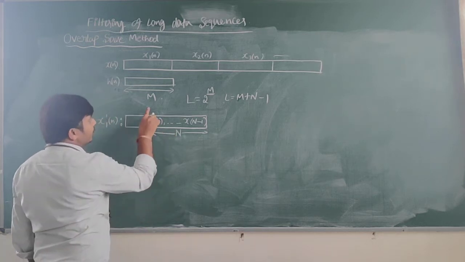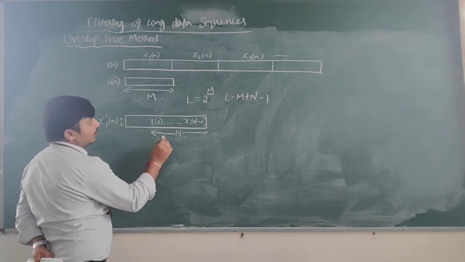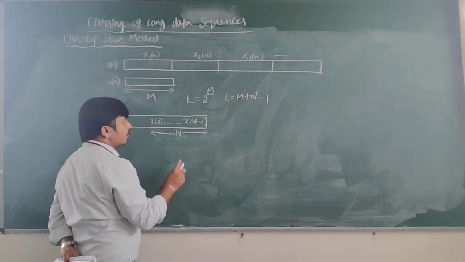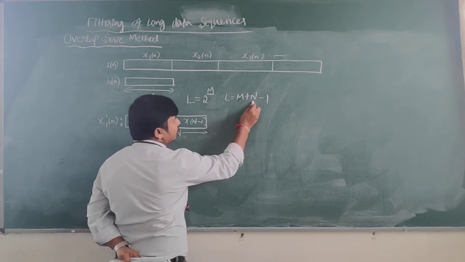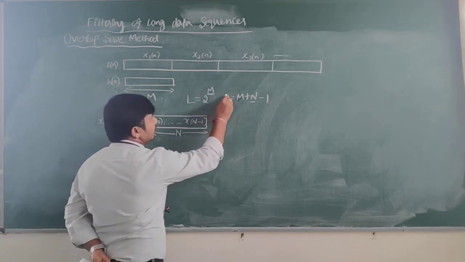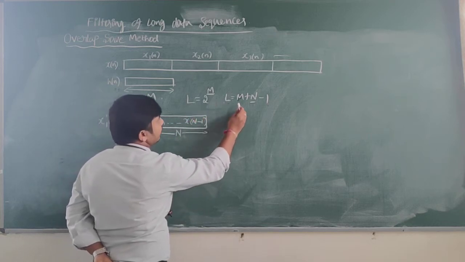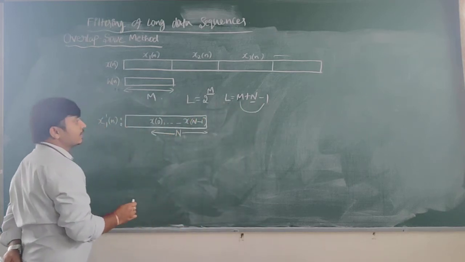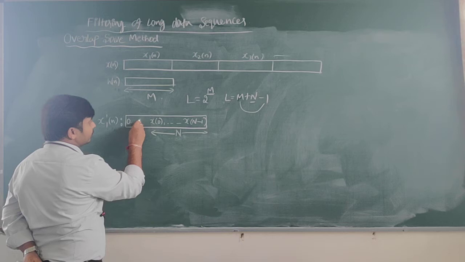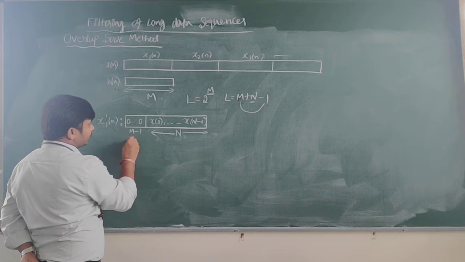M is the length of h of n and n is the length of x of n. Now I have L equal to m plus n minus 1, but here I have only n. To perform the convolution, our length should be equal to L. So to make up the length, I need to add m minus 1 zeros. In the overlap save method I add the m minus 1 zeros at the starting.